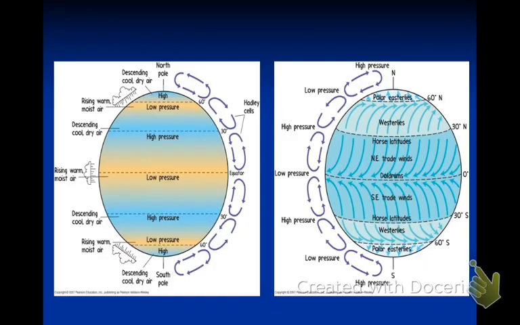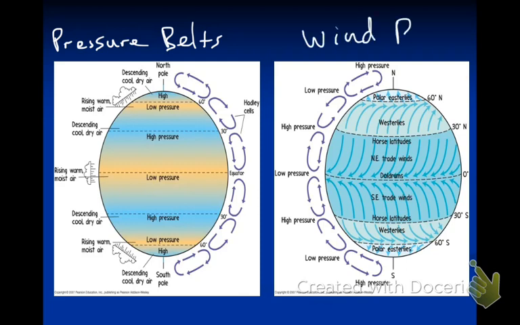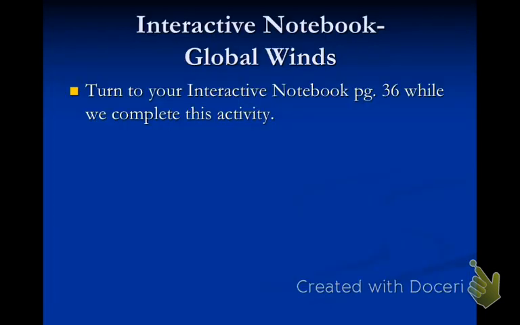Now, you'll want to pay attention to these diagrams and you'll want to label them on your notes. The diagram on the left, this shows pressure belts. So these are pressure belts. And then the diagram on the right, these are the wind belts. So we'll look at each of these, and this is actually what we'll be diagramming in our notebooks in just a second. Alright, so now go ahead and take a minute, get out your interactive notebooks, and turn to page 36, where we will be diagramming this, and just make sure that you add color to this. If you don't add color to it right now, that's fine, but make sure you shade this in later in order to complete this page.